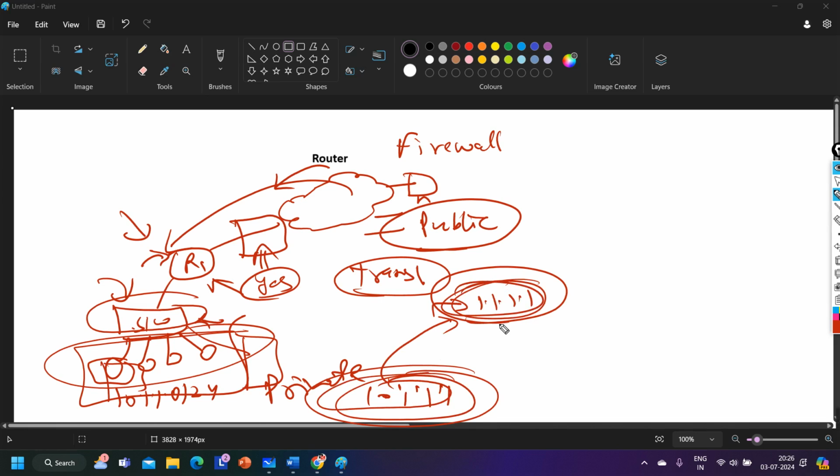Otherwise, NAT is responsible for translation. NAT is not a security feature or concept. NAT is a technology used to make communication possible between a private network and a public network. Because by default, private and public cannot communicate with each other. Even private IP addresses are not routable on the internet. You can't reach the internet with the help of your private IP address.